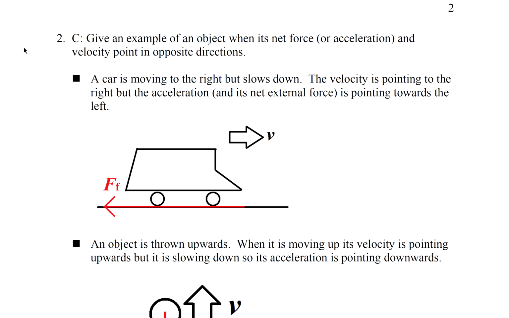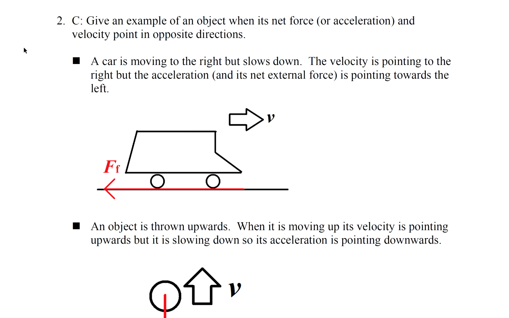Question 2, give an example of an object when its net force or acceleration and velocity point in opposite directions. So we got two examples here. Number 1, a car is moving to the right, but it's slowing down. So V is to the right, but sigma F is to the left. V is to the right and acceleration is to the left.